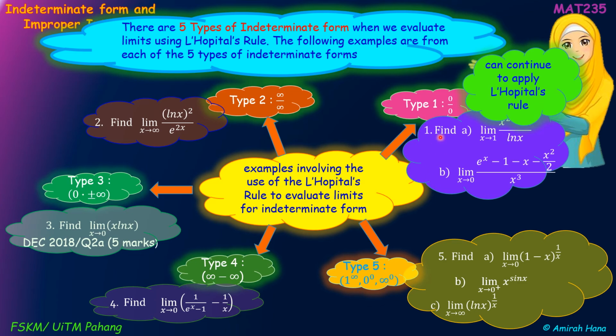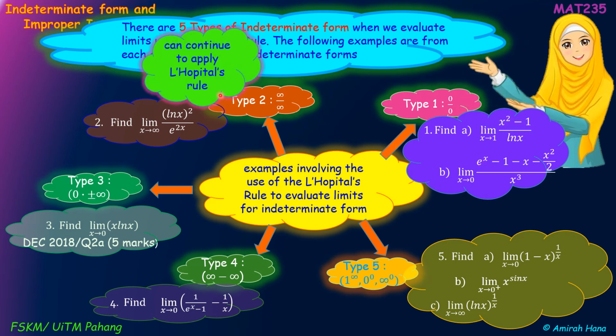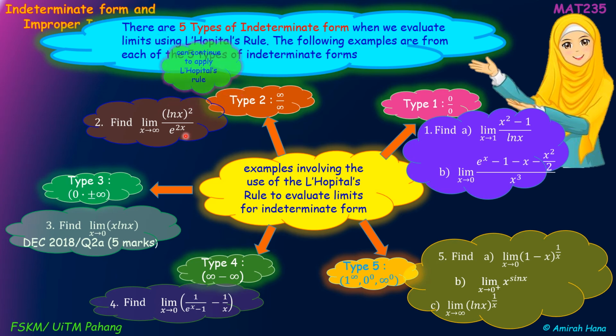Under type 1, we can straightforwardly continue to apply L'Hopital's rule if we have 0 over 0 after we use direct substitution. And if we have type 2, which is infinity over infinity after we use direct substitution, we can also directly continue to apply L'Hopital's rule.